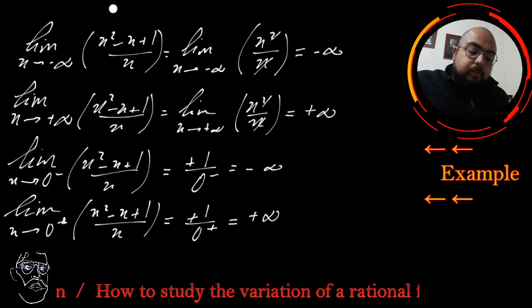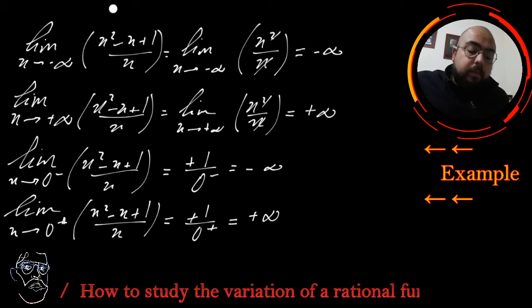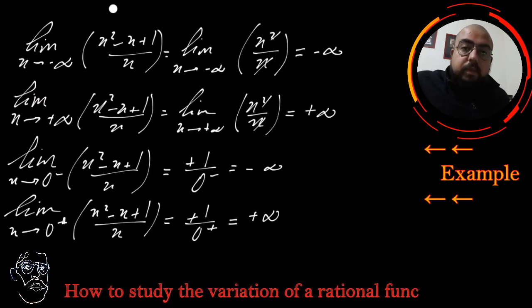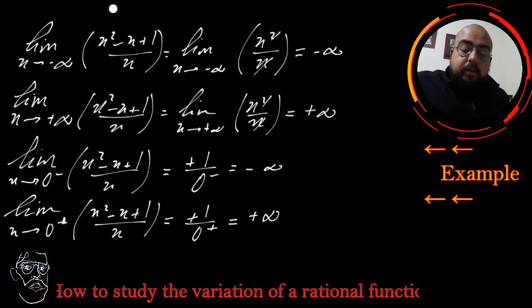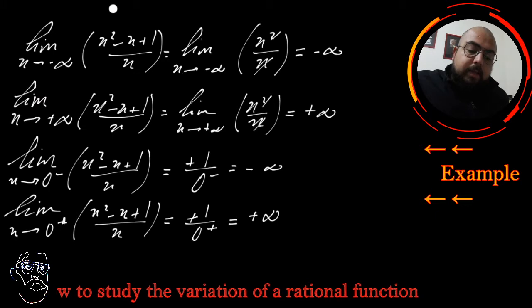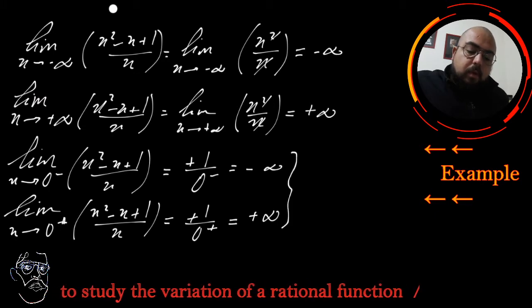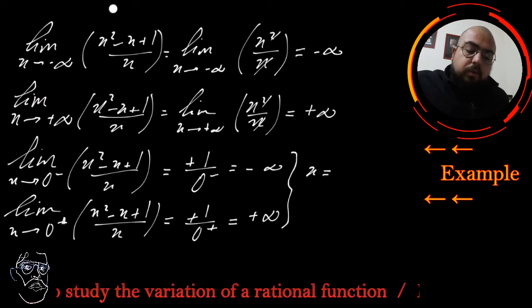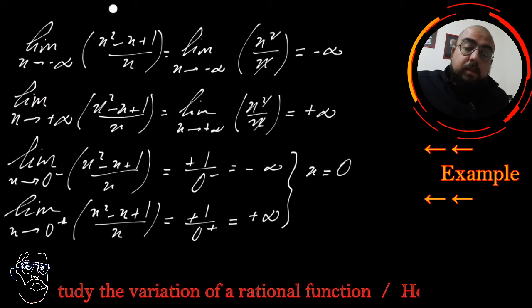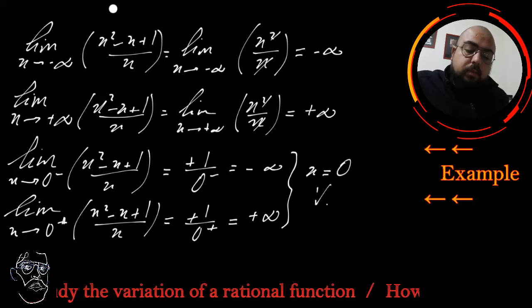Now, since we were able to find the limit for x tending towards 0 plus or 0 minus, and plus or minus infinity, I can deduce that x equal to 0 is a vertical asymptote.